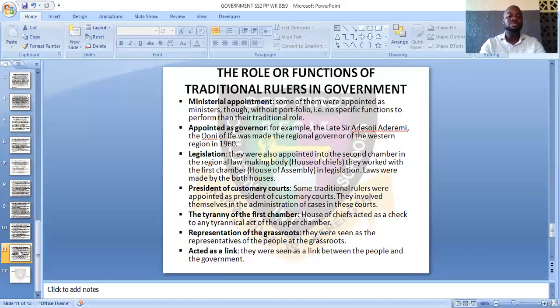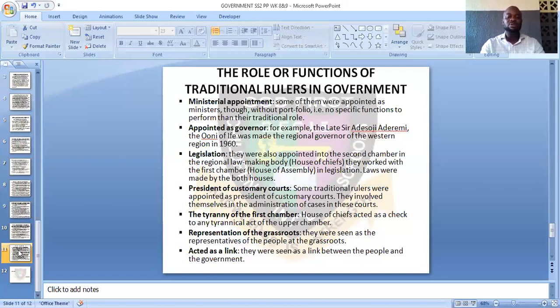Another function is representation of the grassroots, which is actually the major function, whereby they were seen as the representatives of the people at the grassroots. Whatever they say, they take. Whenever they tell them, please come and do something in our environment, the roads are not good, there's no light, there's disease, they listen because they see them as representatives of the people at such a community, which is the grassroots. And they also act as a link.